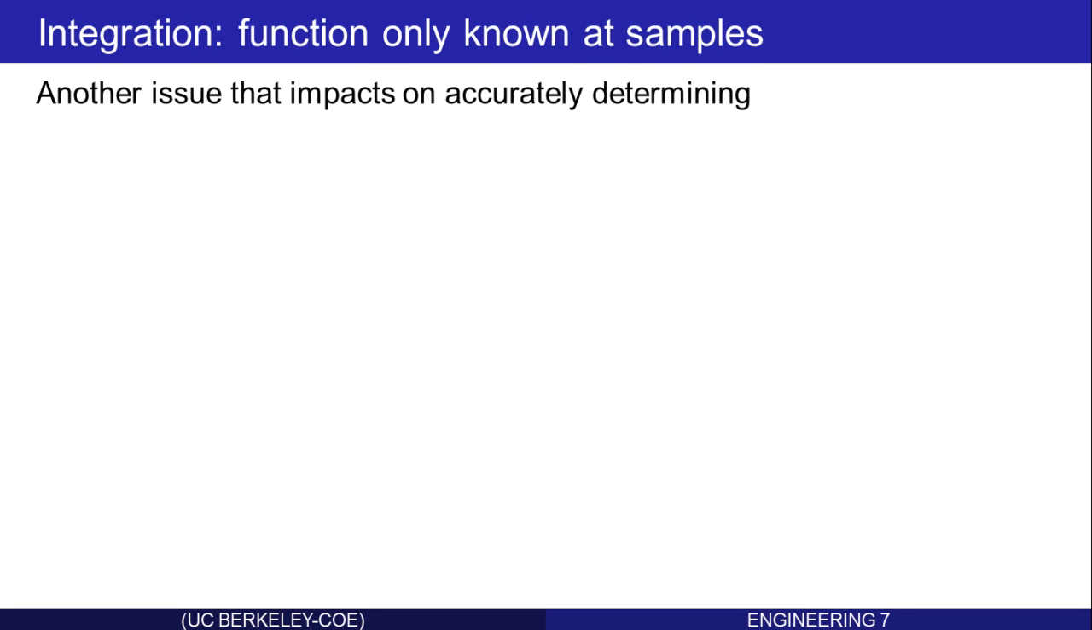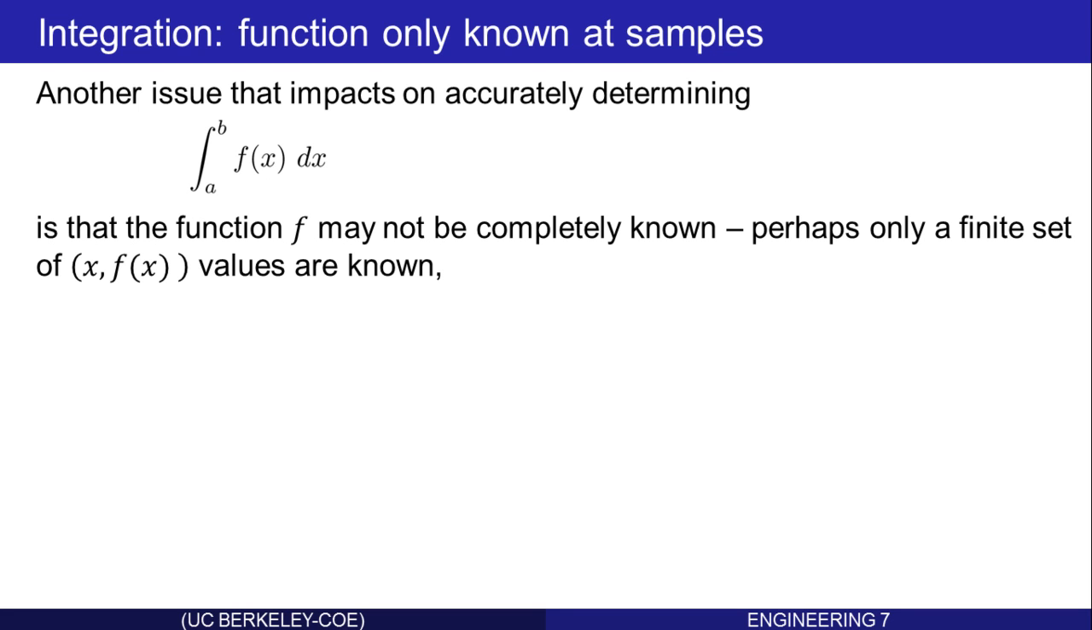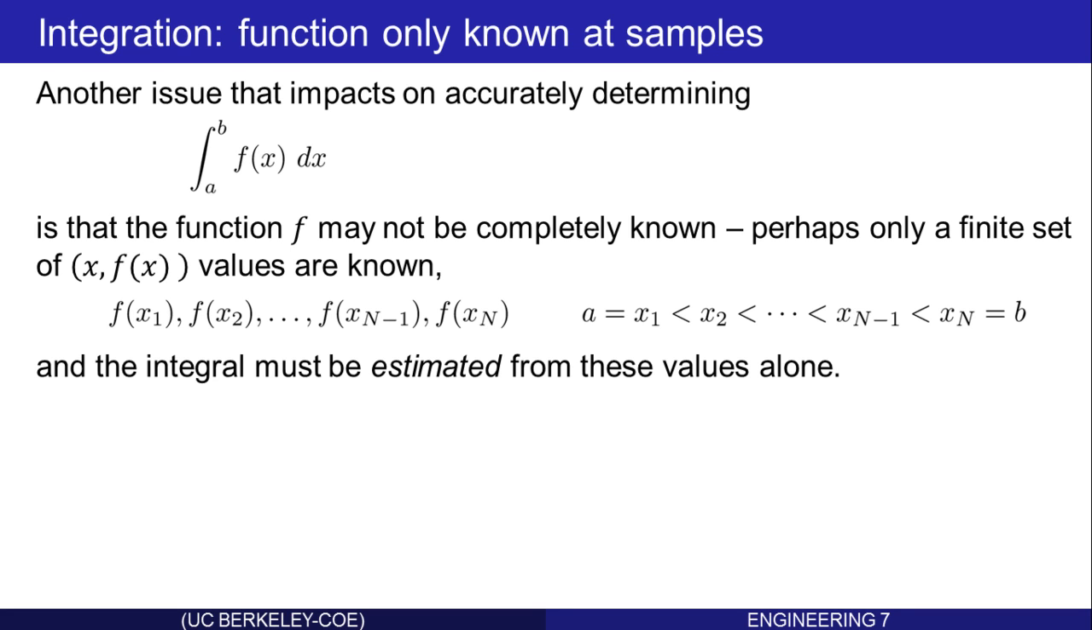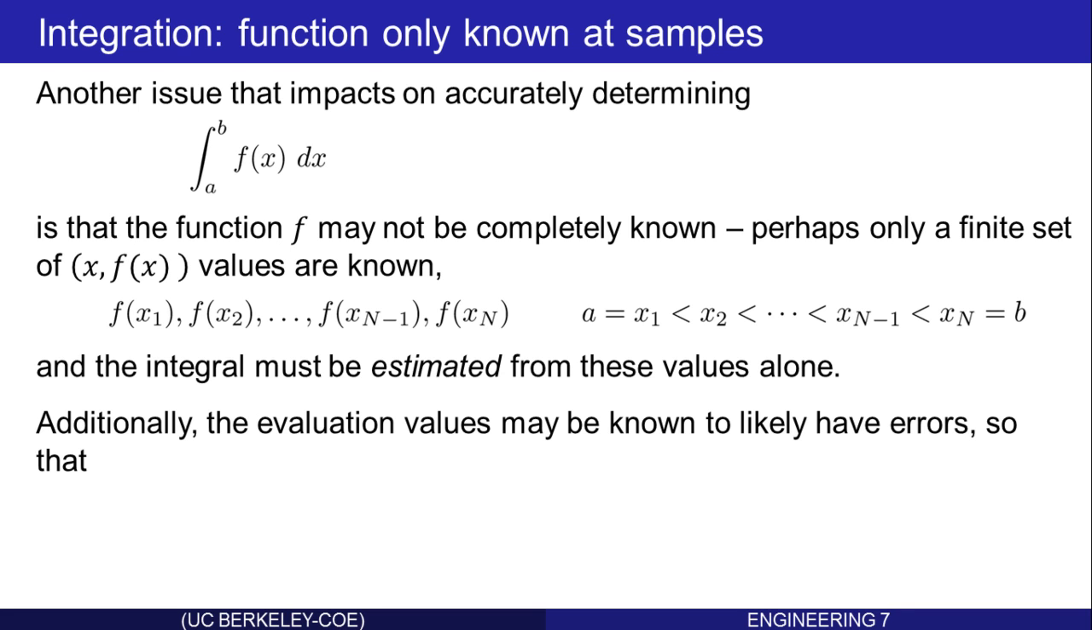Another issue that impacts our ability to accurately determine the integral is that the function f may not be completely known. Perhaps only a finite set of x, f of x pairs are known. For instance, f of x1, f of x2, up to f of xn, where x1 is a and xn is b, and the intermediate points are spaced in between a and b. But the scenario is that the integral must be estimated from these values alone. So how can we do that?